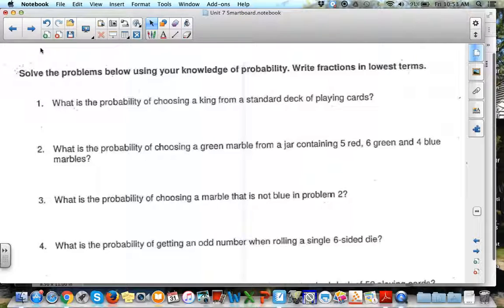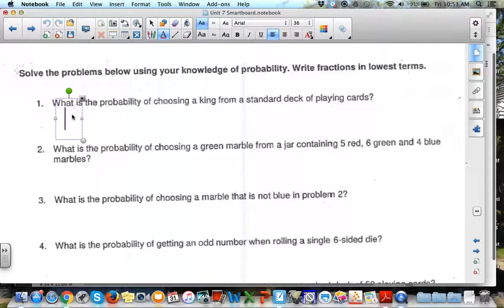So when we're talking about the probability of choosing a king from a standard deck of playing cards, first you need to know how many cards are in a deck. Well, that would be 52. And what's the probability of choosing a king? Well, how many kings are there? There are 4 kings in a deck, and if we divide that by 52, that will reduce to a 1 in 13 chance that we would choose a king from a standard deck of playing cards. We want to make sure that we reduce probability. So if you can't do that in your head, you've got calculators, use that tool to help you.